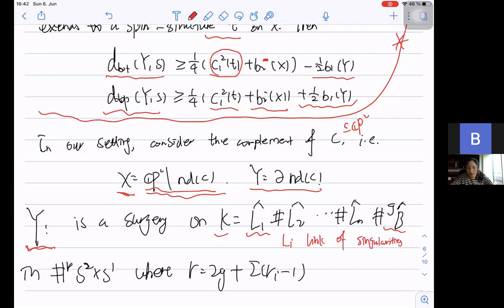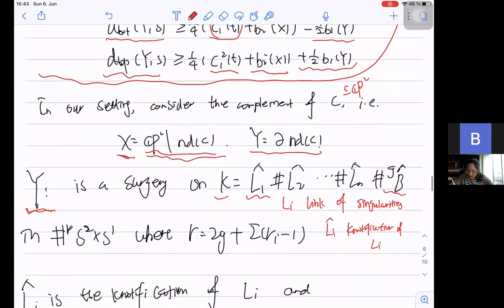It could be a knot, it could be a link. And L-hat is the modification of L. Modification of a link means you attach a band to different components over the S1 cross S2 segment. So each time you're adding a band, you actually need to add a one-handle to the three-manifold S3. So you actually get a new knot L-hat, not inside S3 anymore, but inside S1 cross S2.